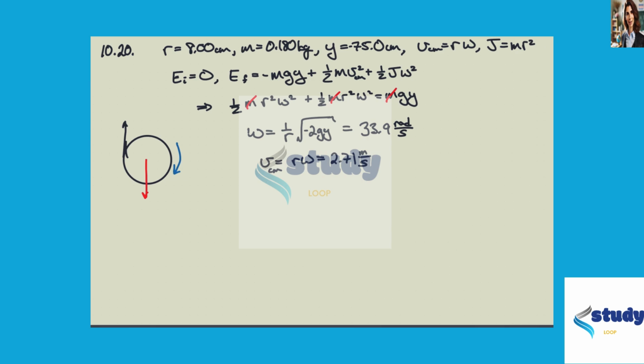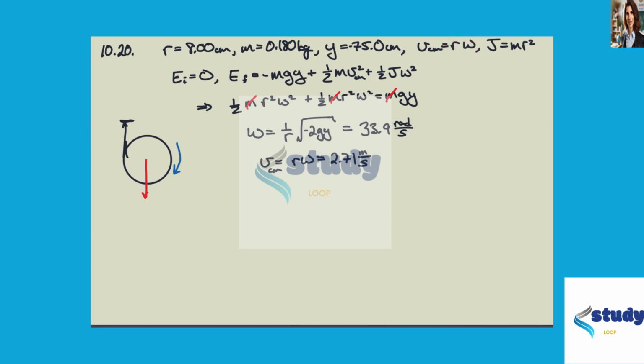As the string unwraps, the string is fixed here. The radius of this hoop is 8 centimeters. It has a mass of 0.18 kilograms, and it's going to fall. I'm going to say positive is in the y direction, positive is up, so it's going to fall 75 centimeters, so minus 75 centimeters. The velocity of the center of mass of the hoop, because there's no slipping between the rope and the hoop, is just r times omega.